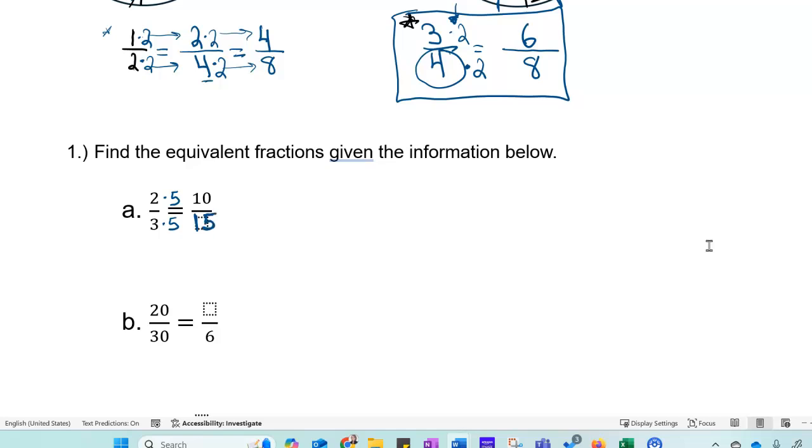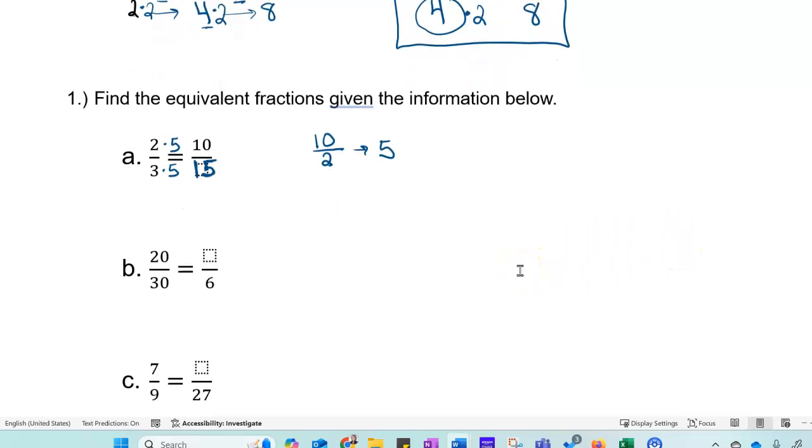Now, what if you didn't know what you multiplied 2 by to get to 10? You can always take the number that you're going to, so 10 in this case, divide it by the number you're starting with, so 2 in this case, and then you simplify that and you get 5. You get the number that you need to multiply by. So that's a handy little trick. The number that you're going to, divided by the number where you're starting, gives you the number you need to multiply by.